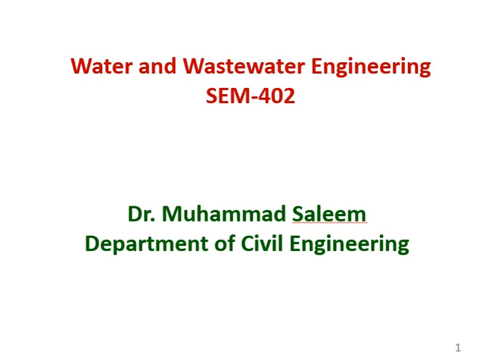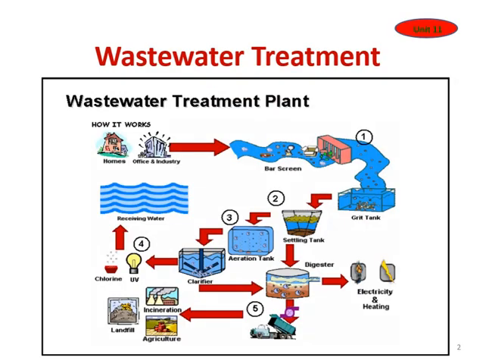Here we are talking about unit number 11, which is the last unit of our syllabus. Here, we will talk about wastewater treatment in detail. As we discussed in the last unit, and before that in unit number 8, about wastewater treatment, how the different stages of wastewater treatment are there: the primary treatment, secondary treatment, tertiary treatment, and different types of units, unit operations and unit processes like the bar rake screen, grit tank, sedimentation tank, aeration tank, clarifier, and disinfection units. All this we discussed in those units.